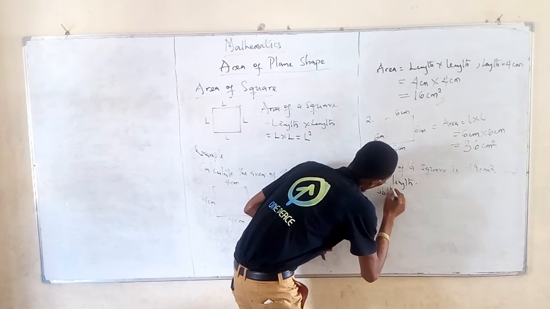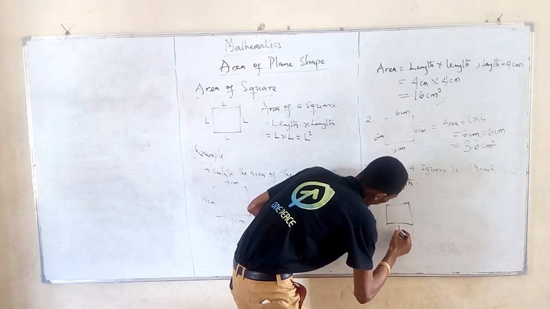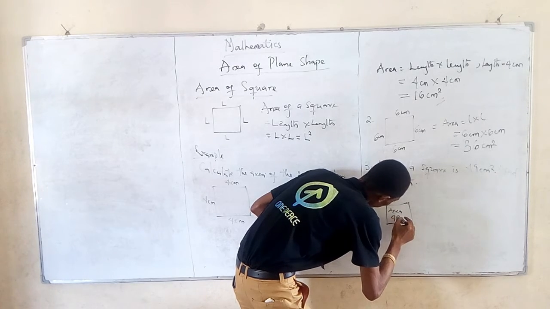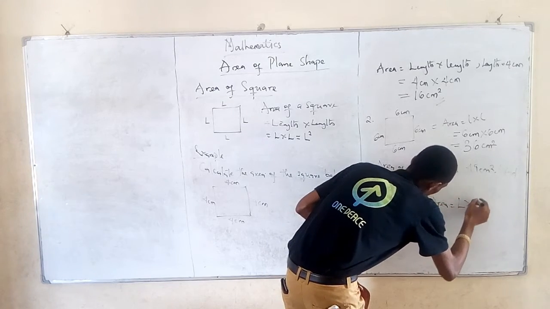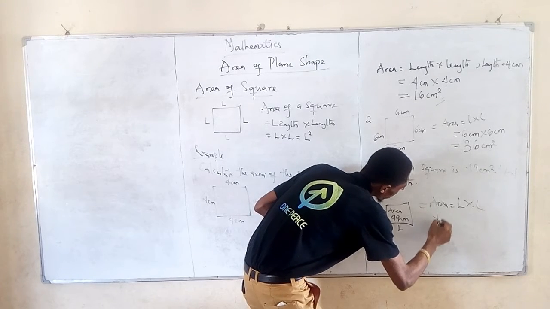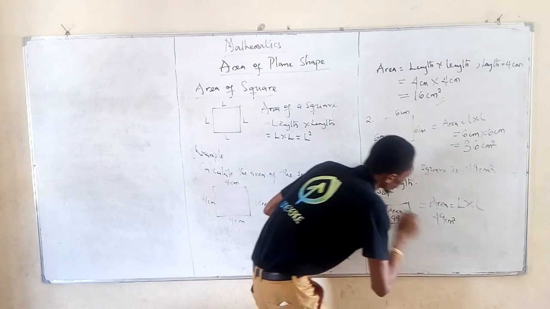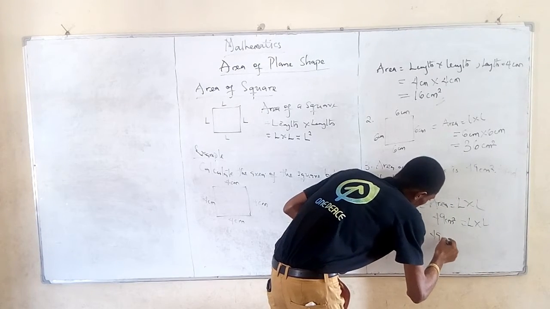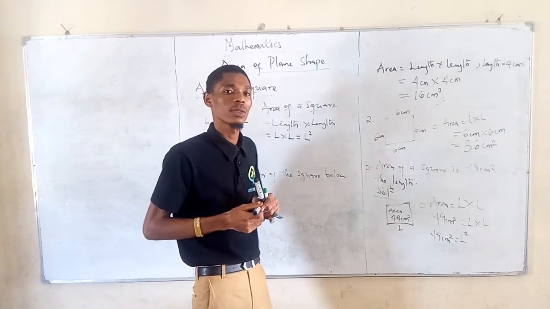Now, solution. This is our square. We don't know the length, but the area is 49 centimeters. What's the formula for our area? Our area is L times L. Now we're given area to be 49, so our area here will be 49 centimeters square, which is equal to L times L. So our 49 centimeters square is equal to L square.